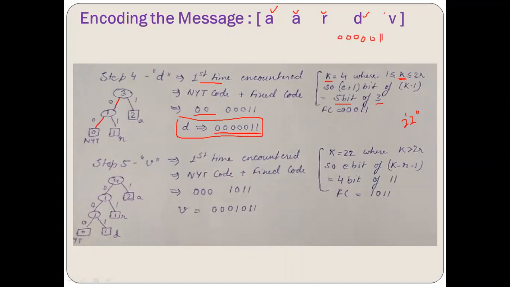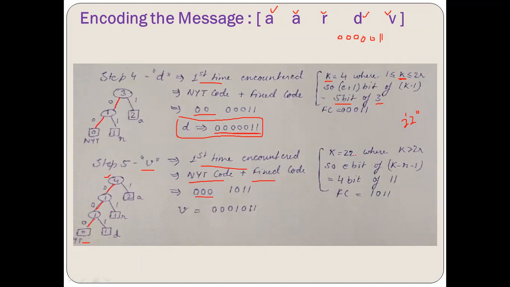Now I'm going to move to the next step, that is for V. Again, the same thing is going to be done. I'm going to check whether V is encountered first time or already encountered. So it is first time. How to generate? I'll generate NYT code followed by fixed code. How to get the NYT code? Traverse the tree from root node to the NYT node. That will be zeros. This one 0, 0, and 0. So 0, 0, 0 is the NYT code.